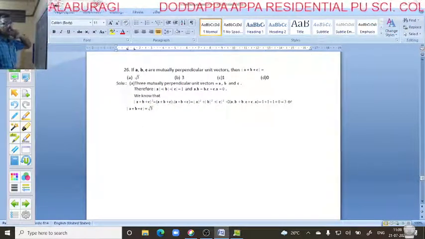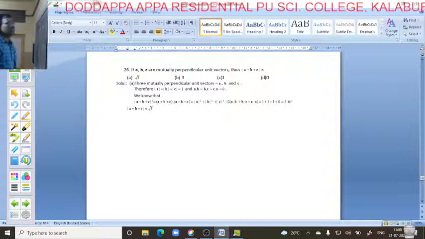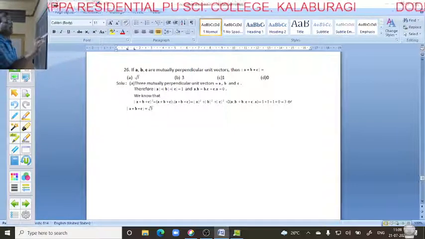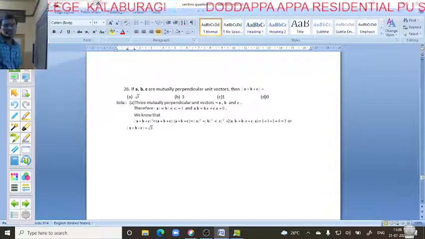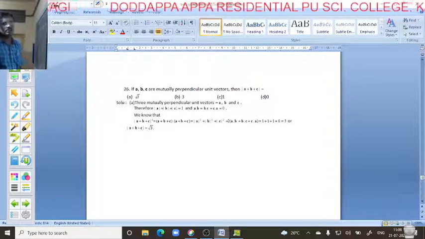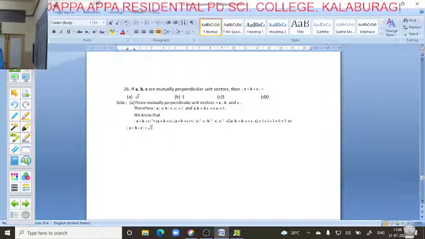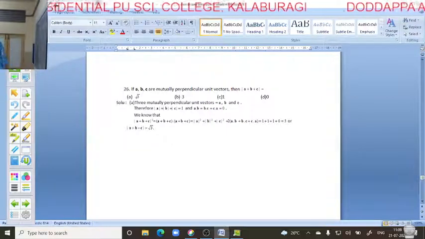Okay, so next, the 26th, the last problem. This is also the same method, you can try at home. Same method. Okay, so here your vectors chapter is completed, right?